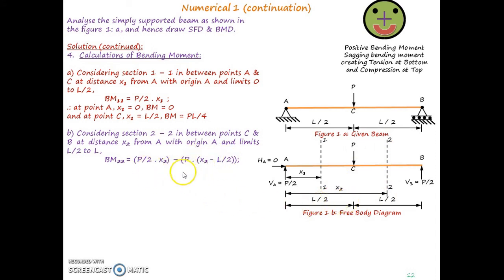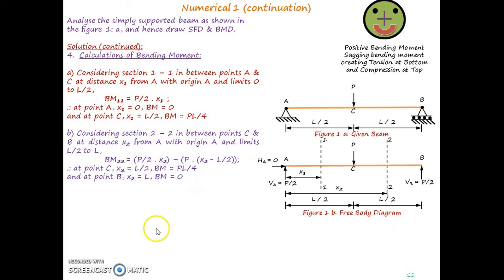Now in this equation, if we put the limits, at point C, x2 is L by 2. What will happen to the bending moment? This term will be L by 2 minus L by 2, so this term becomes 0 and gets cancelled, leaving P by 2 into L by 2. Again this gives us bending moment at C as PL divided by 4.